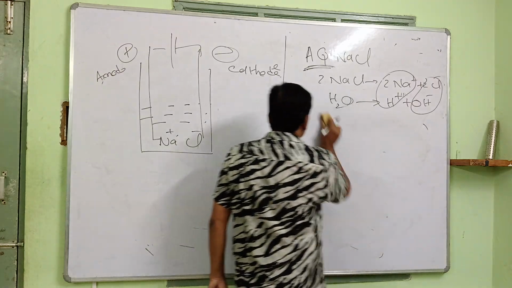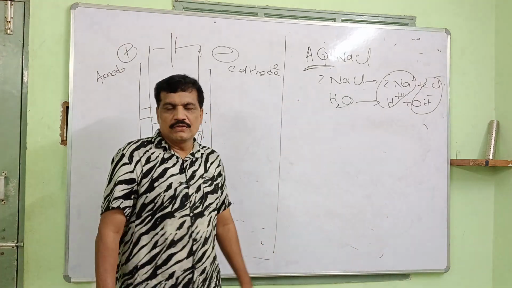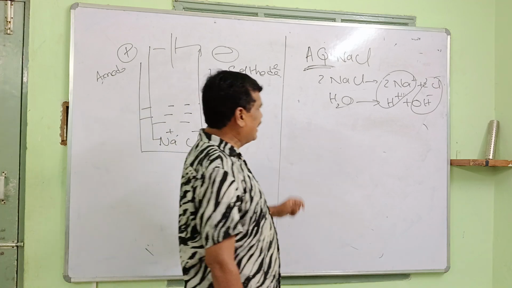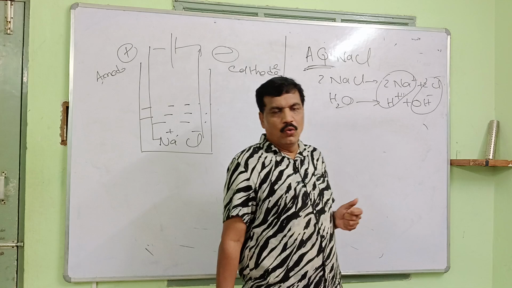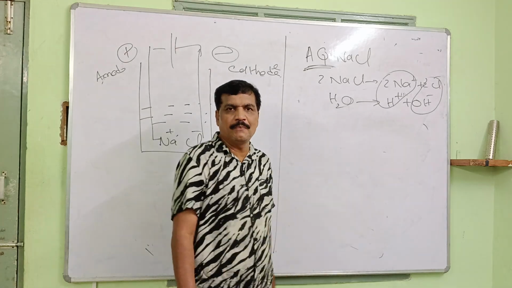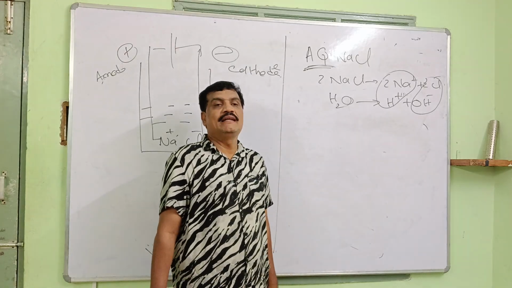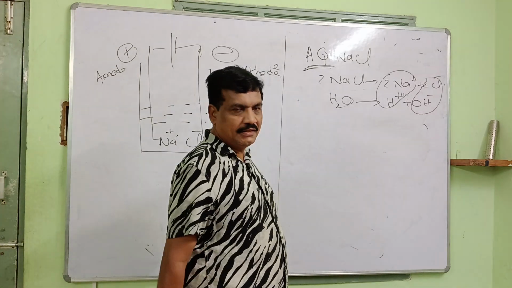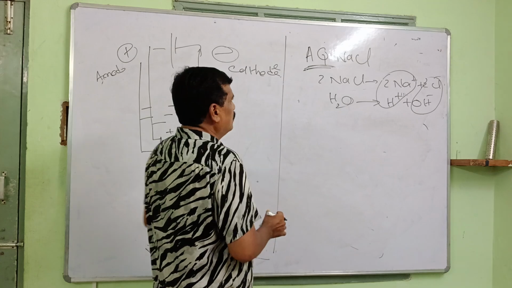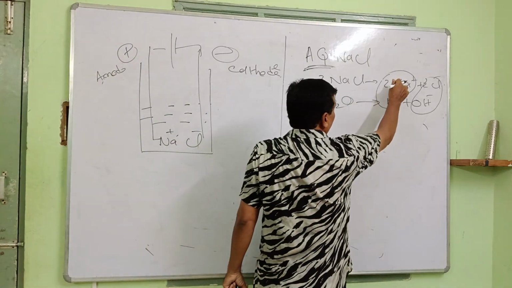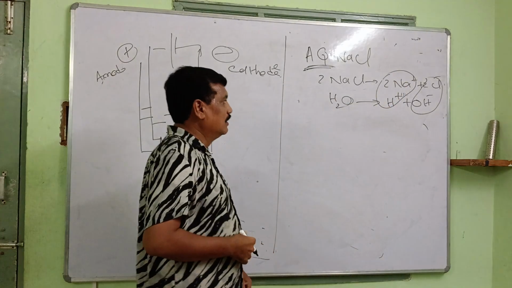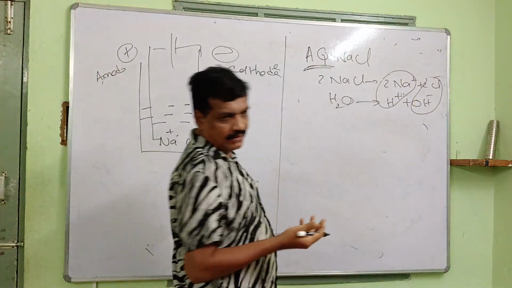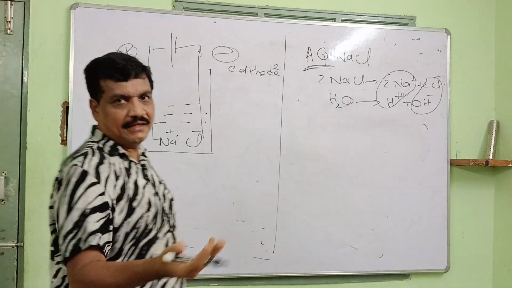discharge preferential theory. So what is the discharge preferential theory? An ion having the lowest discharge potential is deposited first. That is called the discharge preferential theory. We want to know which product is evolved at the cathode and which product is evolved at the anode, and this is followed by the discharge preferential theory.